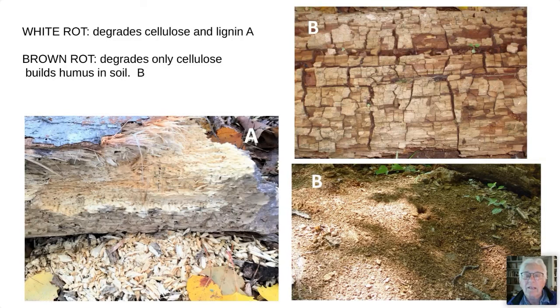So the lignin is very difficult to digest, and it remains in the soil for a long, long period of time. Just to back up a minute, anything that can digest lignin can also digest a lot of our synthetic dangerous chemicals like DDT and PCBs. So the white rot fungi are often used in phytoremediation, mycoremediation.